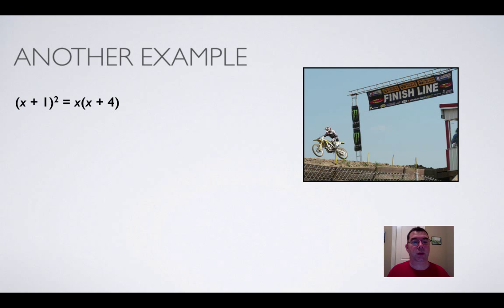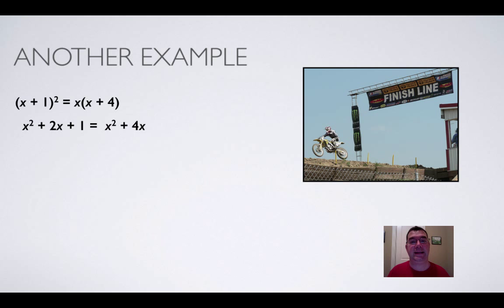All right, so here's a second example that we're going to go through. x plus 1 squared equals x times x plus 4. So using the rule that I just talked about with x plus 1 squared, I'm going to square the x, and that's going to give me x squared. I'm going to multiply the x and the 1 and double it. That's going to give me 2x. And then I'm going to square the 1, and that's going to give me 1. So on the left-hand side, I have x squared plus 2x plus 1.